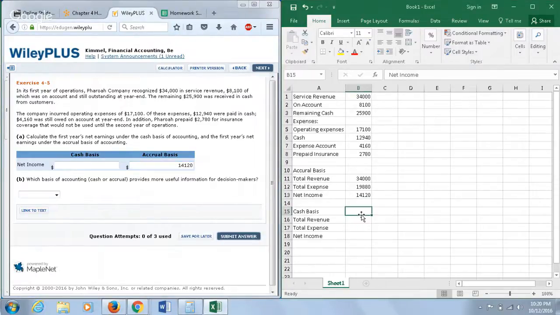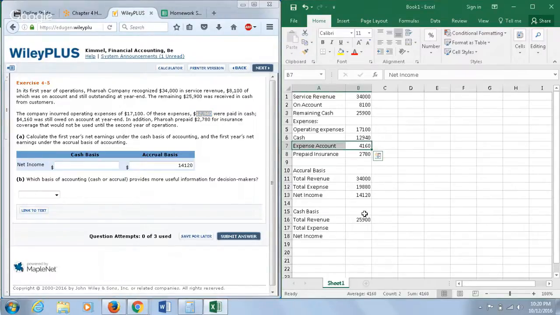Then cash basis states that companies record revenue at the time they receive the cash. They record an expense at the time they put out the cash. The cash basis seems appealing to the simplicity, but it often produces misleading financial statements. So we know that the remaining cash for revenue is $25,900. And expenses, we have an expense account of $4,160, and only $12,940 were paid out of the $17,100.